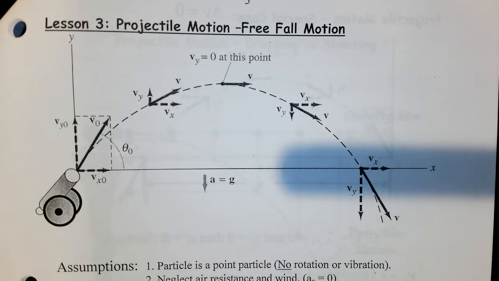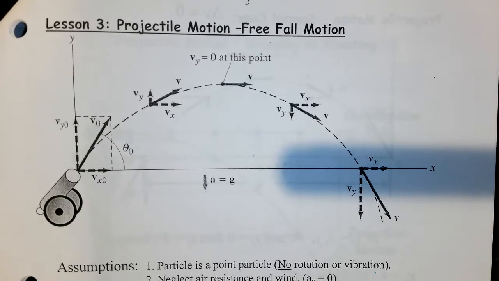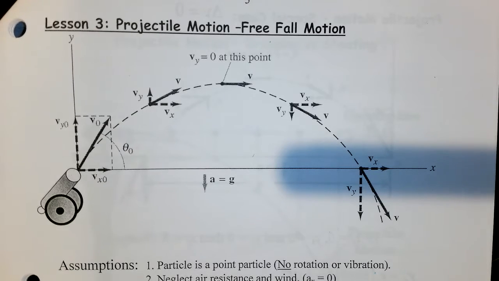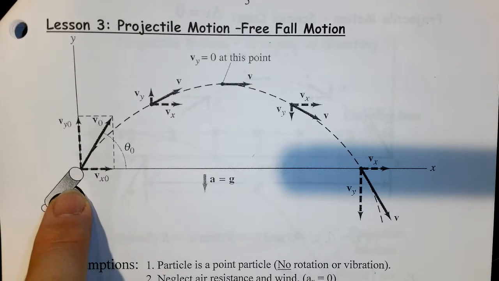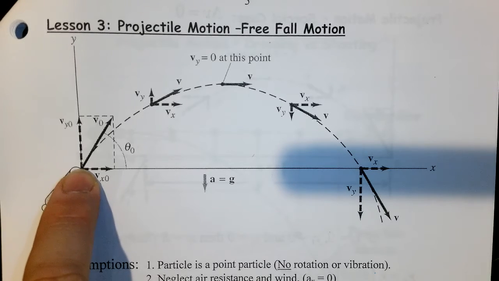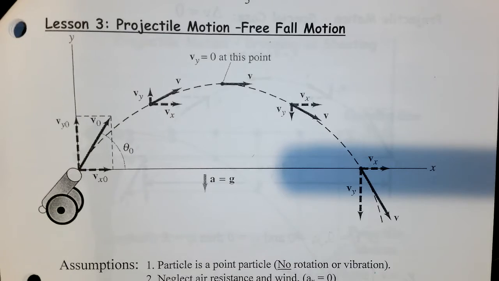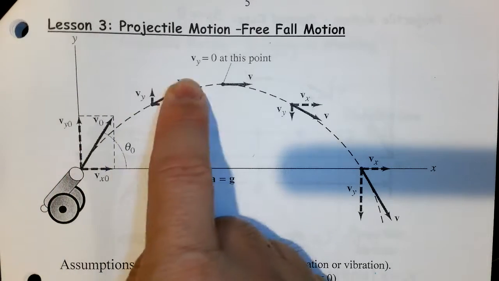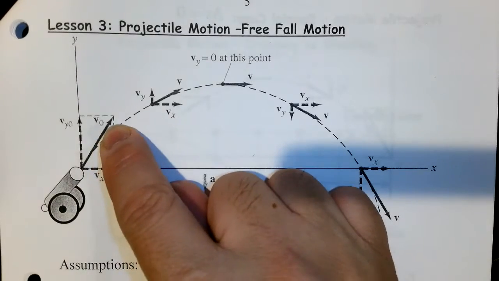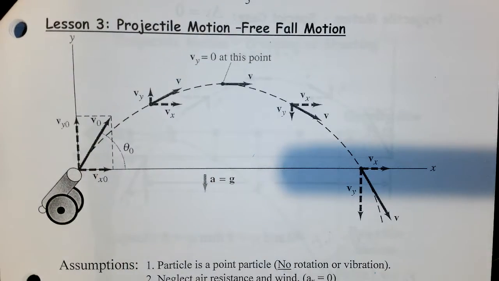Let's talk about projectile motion, which is the same as free fall motion. It's important to understand some terminologies for this. Let's say we bury the cannon inside the ground, and we just let the muzzle, the opening of the cannon, stick out of the ground. And then we fire this thing at this initial velocity v naught.